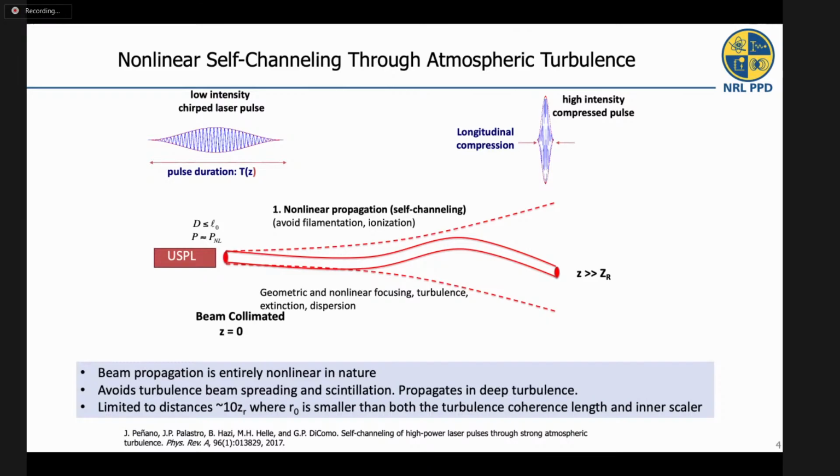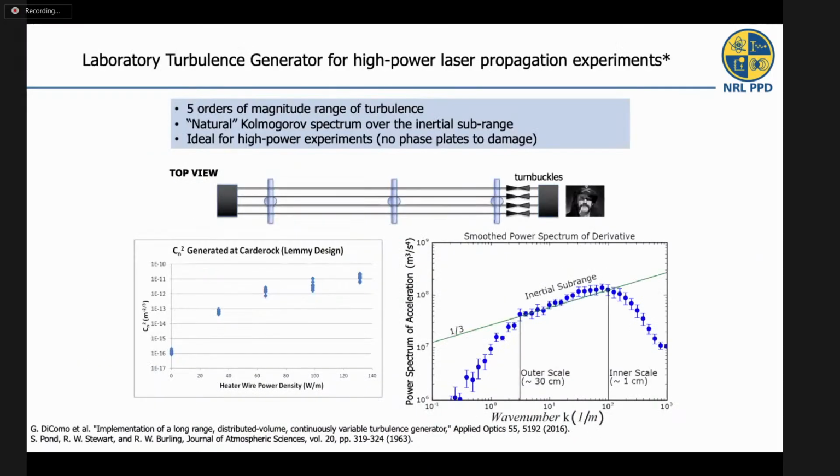So this is the concept that we have here. So we start with a normal short pulse system, and then we launch a relatively small beam and let it propagate over long range. So this started off as a purely theoretical and numerical work published back in 2017. And then we began to do a large number of experimental campaigns to validate that.